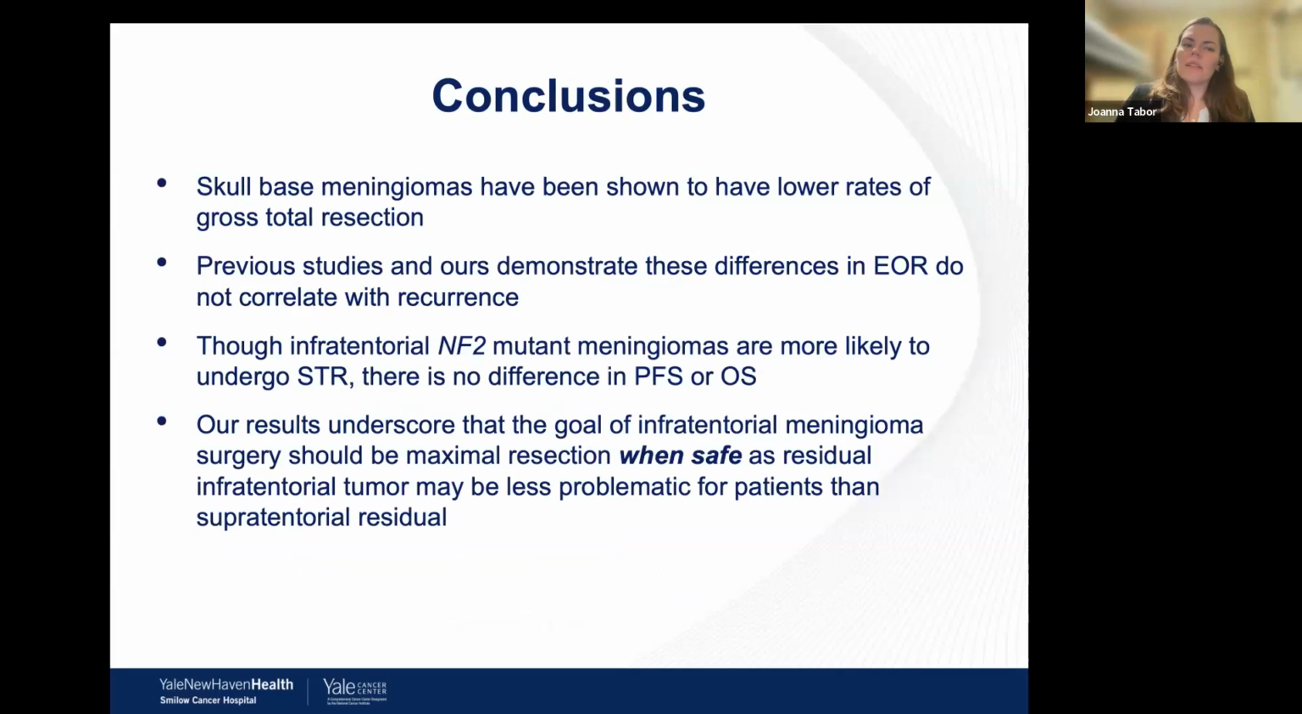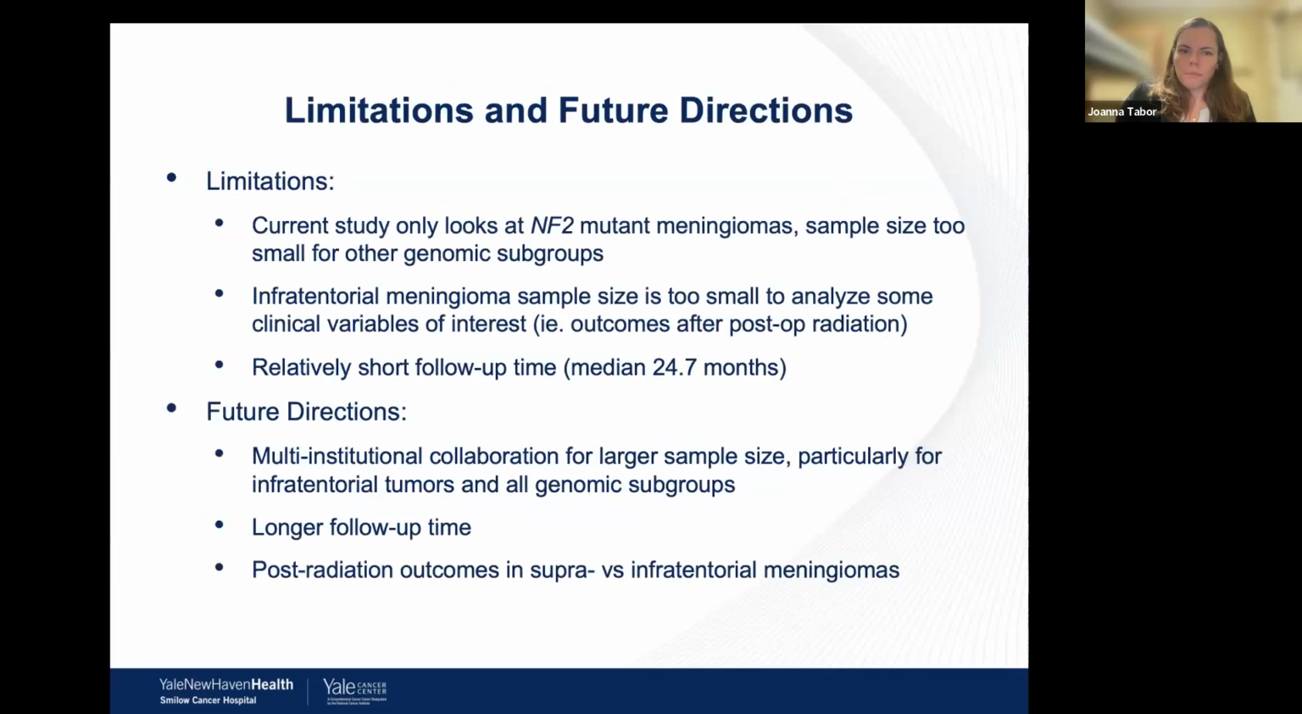And this really reflects the studies that show that skull-based meningiomas in general are just less aggressive compared to the non-skull-based ones. And so I think that our results kind of underscore that the goals of infratentorial meningioma surgery should always be maximal safe resection. And when there is residual, surgeons may be reassured that these tumors really don't tend to recur compared to their supratentorial counterparts, despite the more aggressive genomic subtype.